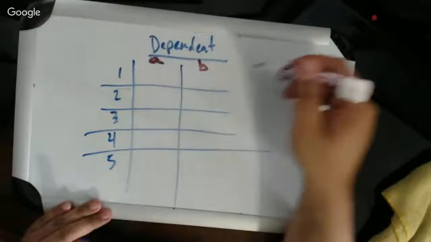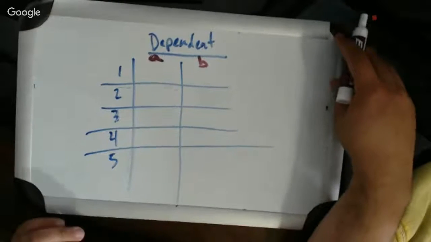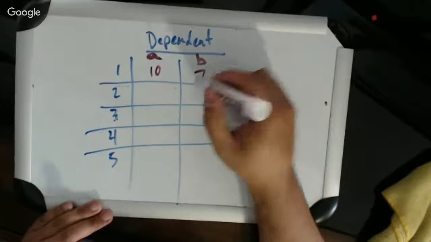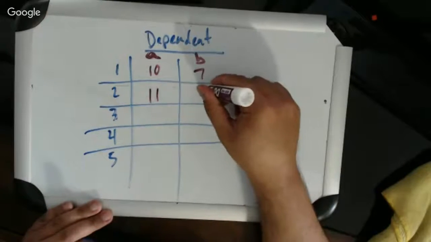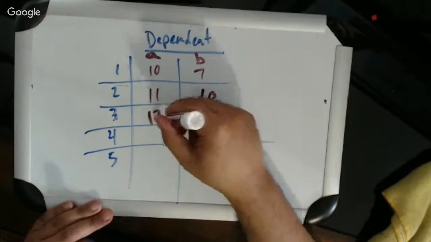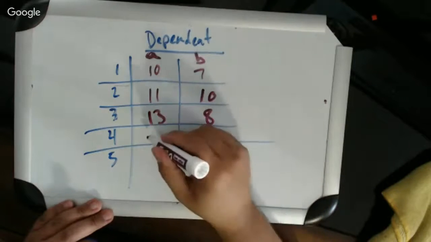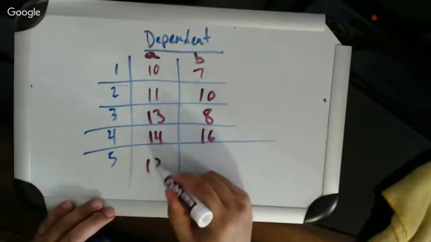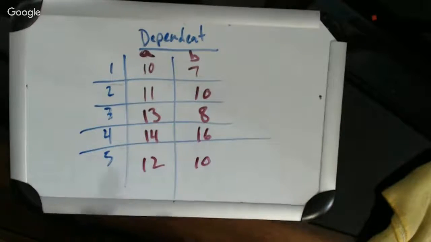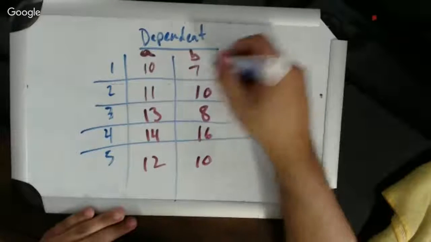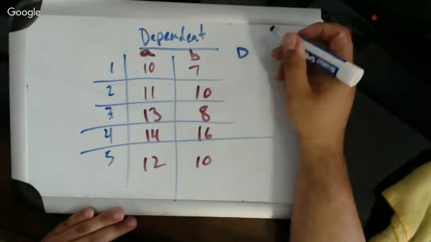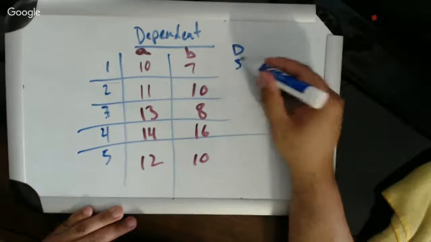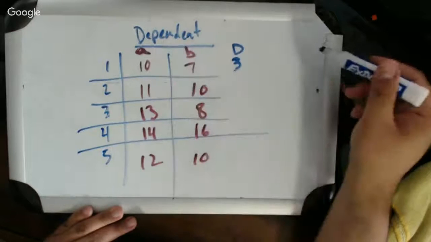So let's say I want to see how many words you remembered of some list. A and B are just two different ways of showing the list. Here you remembered 10, here you remembered 7. Here you remembered 11, here 10, 13, 8, 14, 16, 12, 10. What we're doing is, we don't care about the raw numbers. We want to know the difference score. We can just do A minus B. So it's 10 minus 7. The difference is 3. That tells me how much greater A was than B.